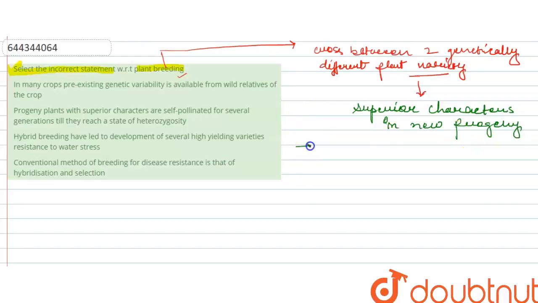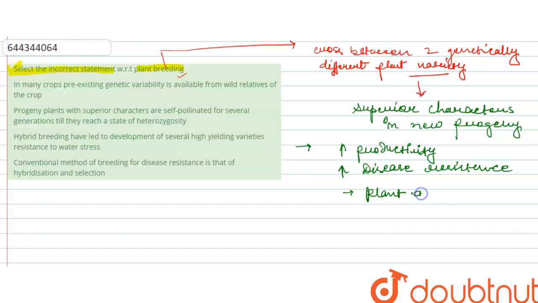There are so many superior characters. For example, it produces high yield, so we can say it increases productivity. It increases disease resistance against a particular disease-causing pathogen. Also, the plant can bear stressful conditions, such as water stress and soil stress.